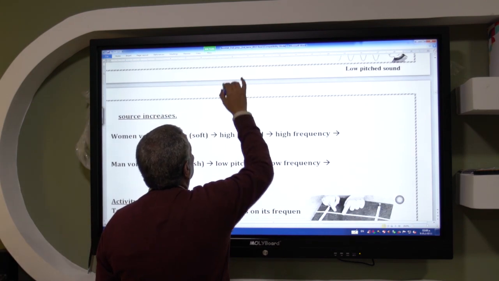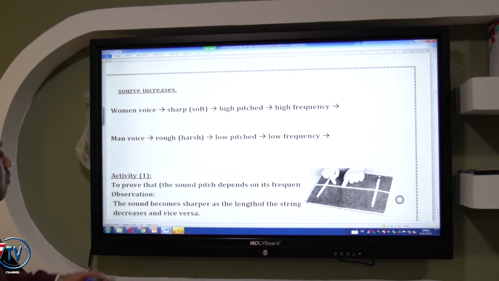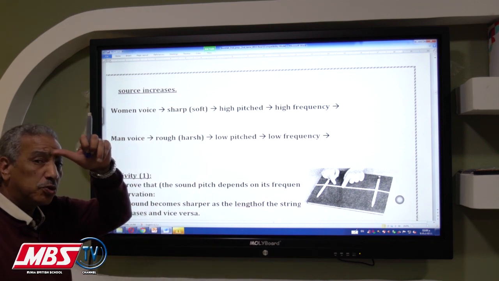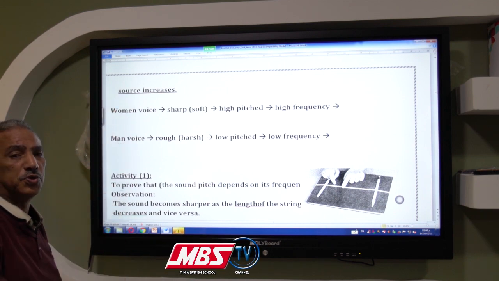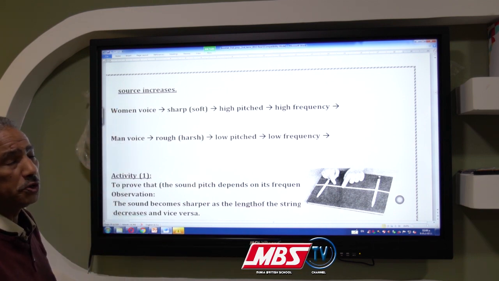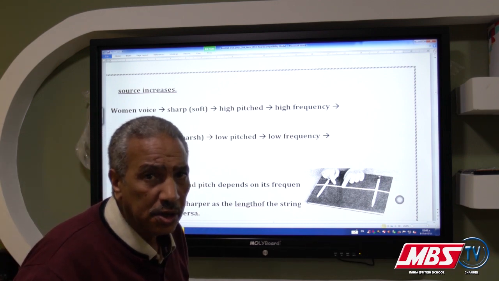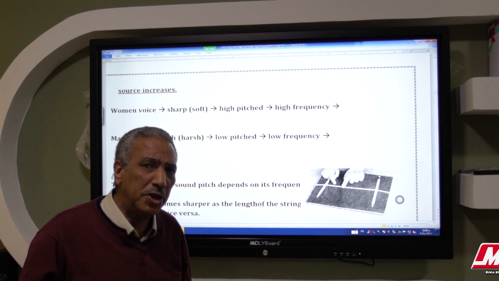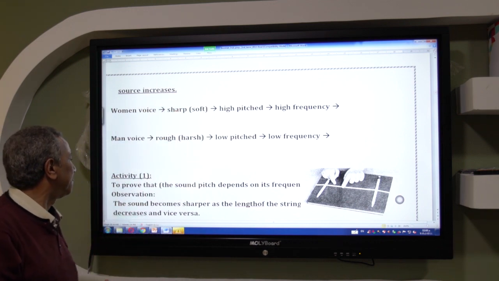So we can conclude that there is only one property of the sound that it depends on to describe the sound: pitch, which is the frequency. And the frequency, as we talked about before, is the number of complete oscillations made by the oscillating body in 1 second. I mean the number of waves in a given time.